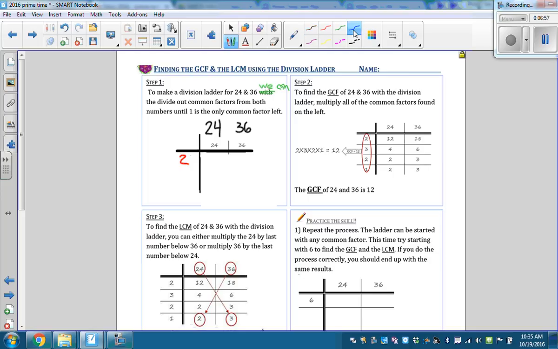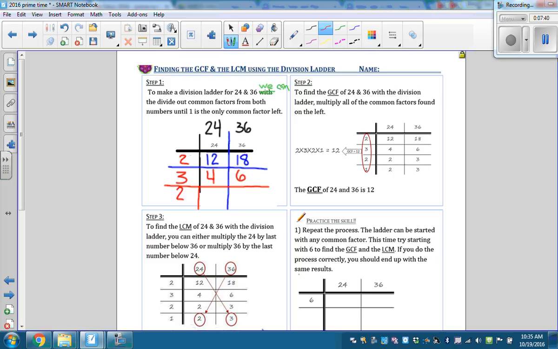So what I do is I say 24 divided by 2 and I put that answer here, which is 12. And then I say 36 divided by 2 and I get 18. Now I look at this and I investigate and I try to see if 12 and 18 have any common factors. And I notice that 12 and 18 have 3 in common. So 12 divided by 3 is 4. 18 divided by 3 is 6. So I repeat the process. And I say, do 4 and 6 have anything in common? And 4 and 6 both have 2 in common.